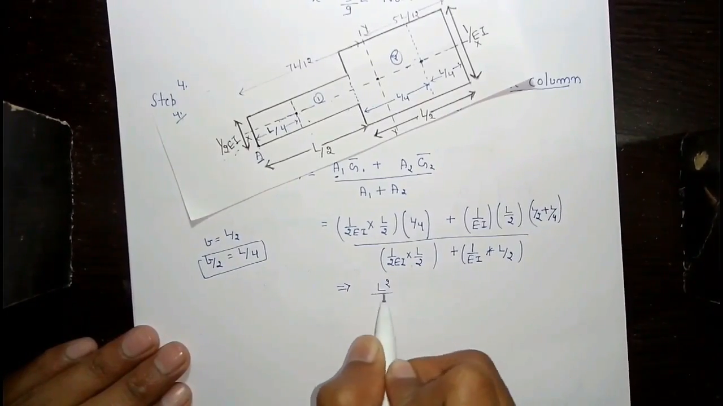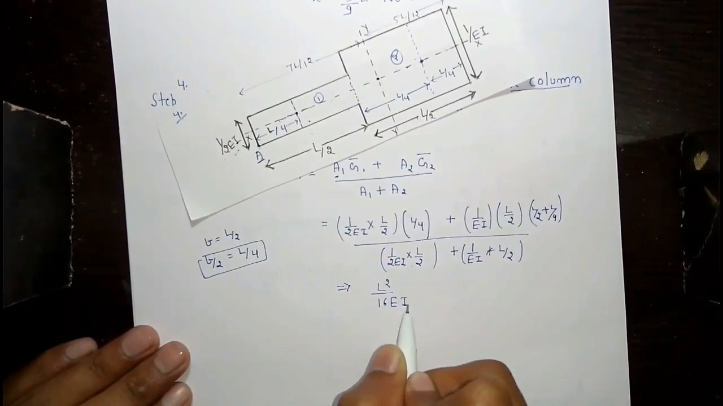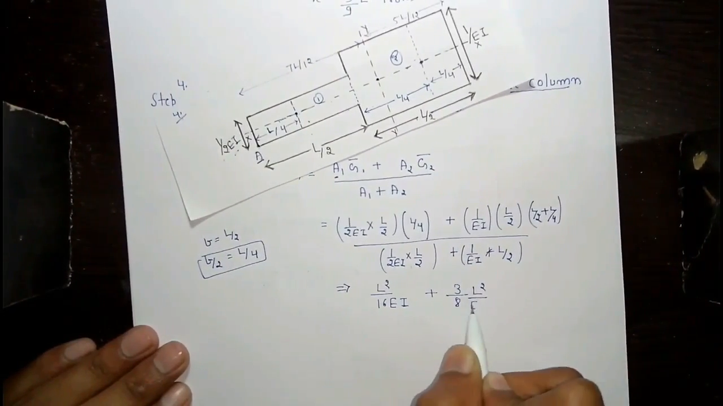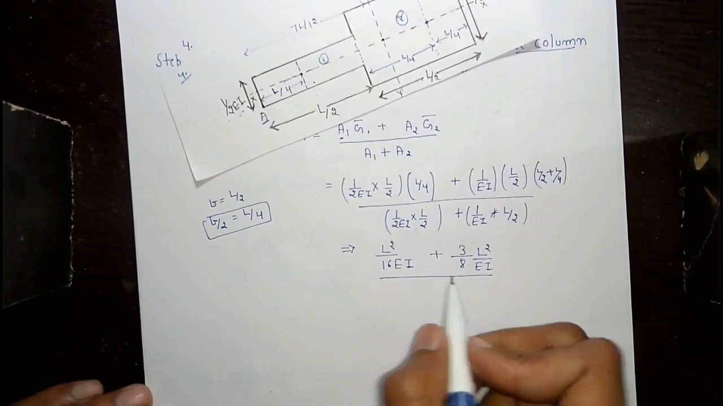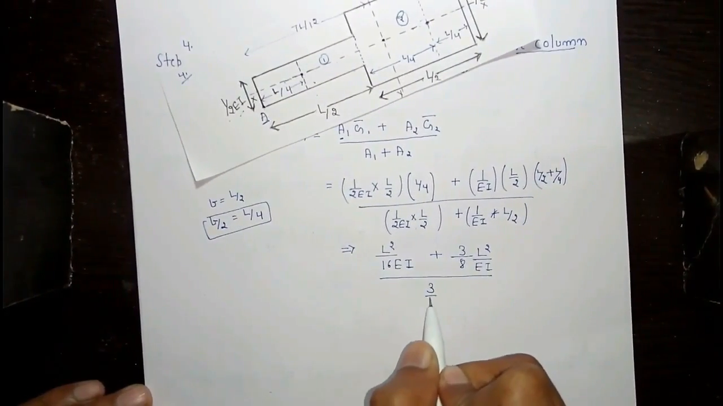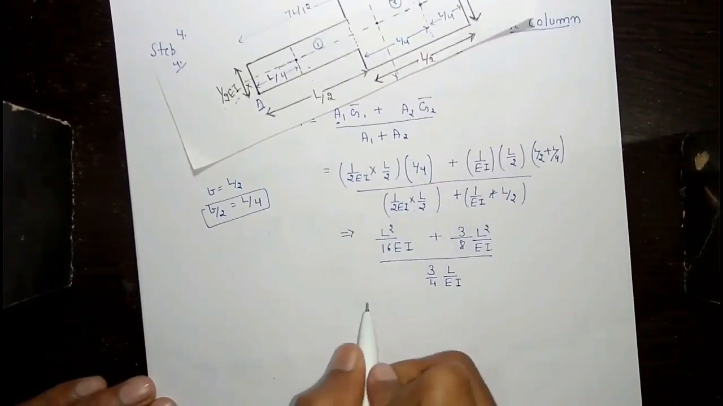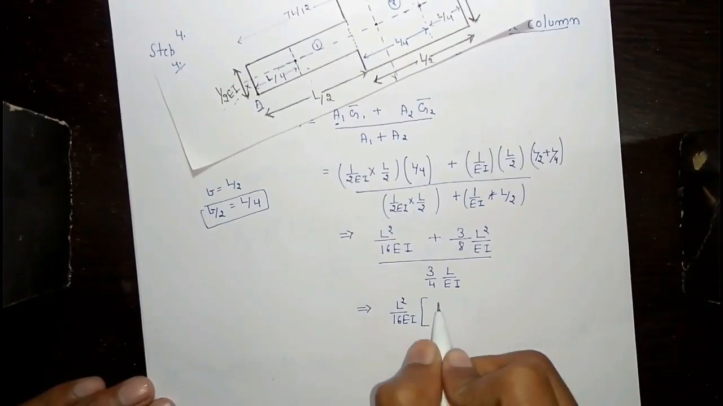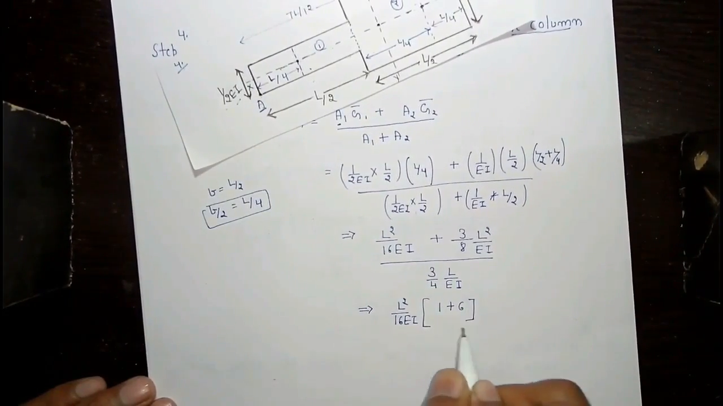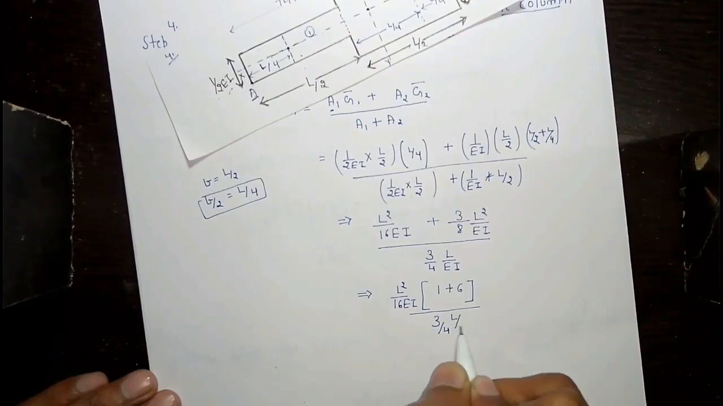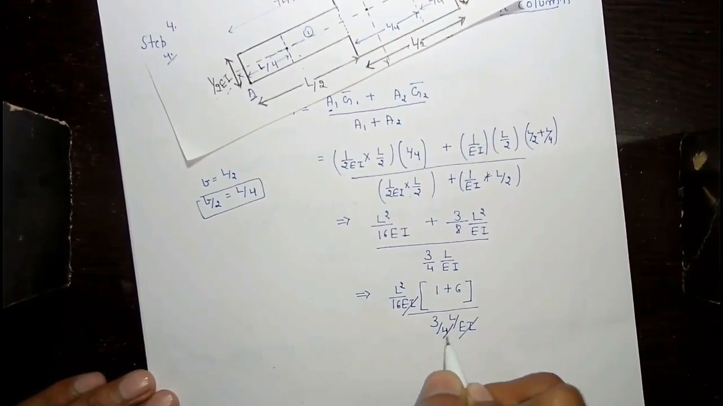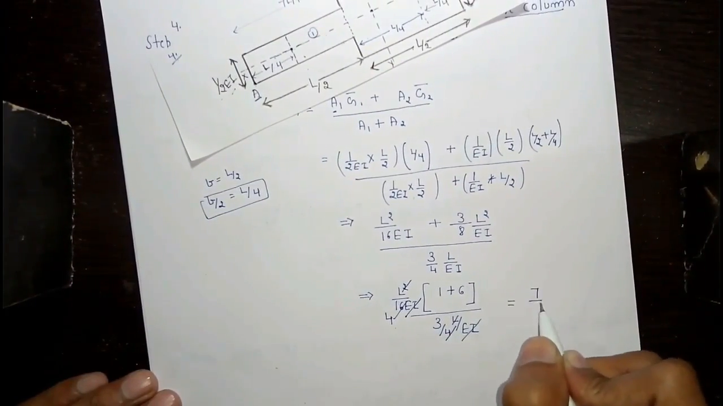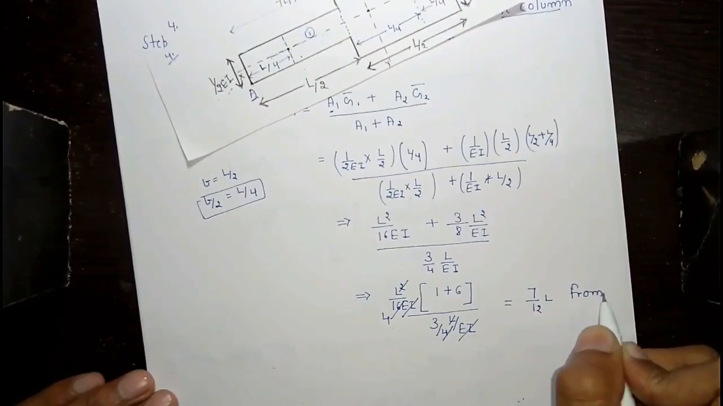Now L square divided by 16 EI plus 3 by 8 L square divided by EI, and the total area of the analogous column will be 3 by 4 L divided by EI. Taking L square divided by 16 EI common, and 1 plus 6 divided by 3 by 4 L divided by EI. EI to EI cancel, 4 4 is 16, L to L cancel, and it will be equal to 7 by 12 L from left end A.